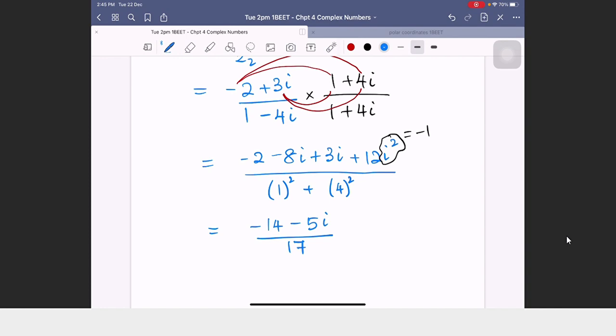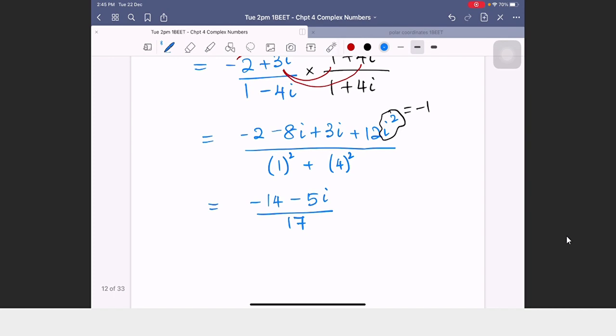And if you leave your answer like this, you will lose one final mark for the last answer, because for the final answer you must always write in terms of the standard form of a plus bi. So you must write it as minus 14 over 17 minus 5 over 17i.